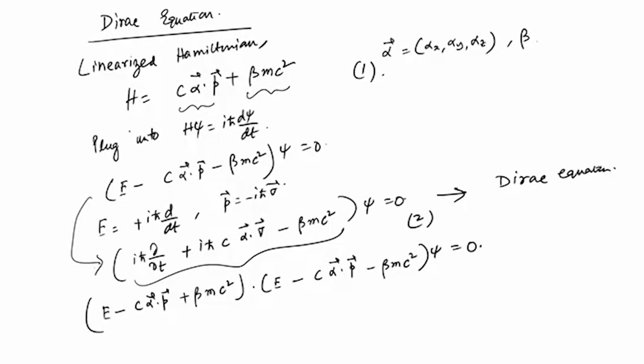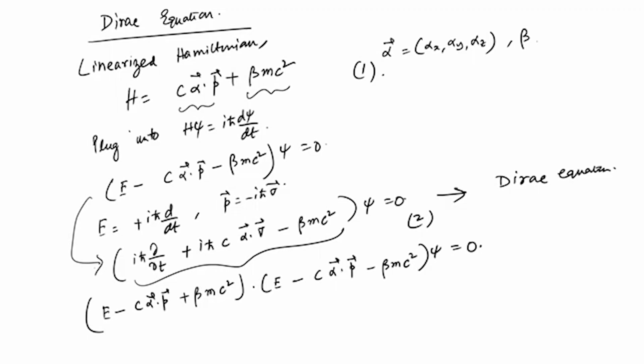One is that while linearizing this Schrodinger equation, or making it relativistically invariant, we wrote down this equation, the Dirac equation, which is H equal to c alpha dot p plus beta m c squared. Operating it on the wave function, the corresponding wave equation gives us E minus c alpha dot p minus beta m c squared, operating on psi, equal to 0.